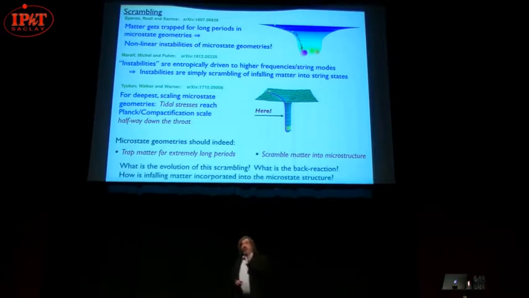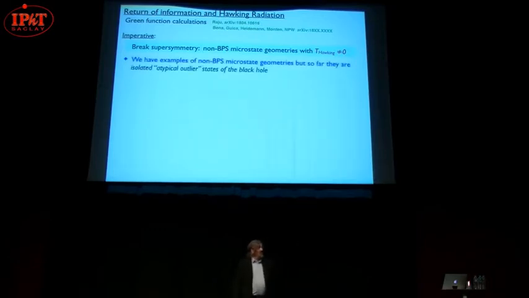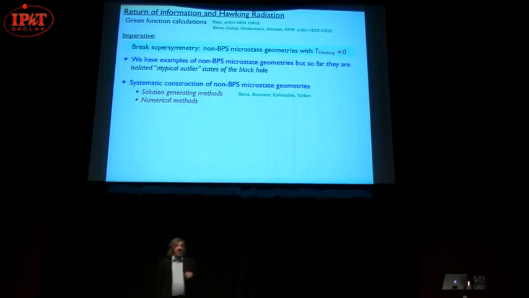Okay, and so one of the things we want to look at is what is the evolution of scrambling, what is the back reaction, how is infalling matter incorporated into structure. We've been doing a lot of calculations. The next thing we also have to do is realize that last imperative. We've been talking about what happens when G Newton is large, not zero. The next goal is to break supersymmetry. Basically, we do not have very many examples of non-supersymmetric microstate geometries. But fortunately, there are beginnings of systematic methods for generating them. And what we want to do is find some nice, typical numerical examples of this so that we can see whether what we've learned about the supersymmetric cases will generalize here.